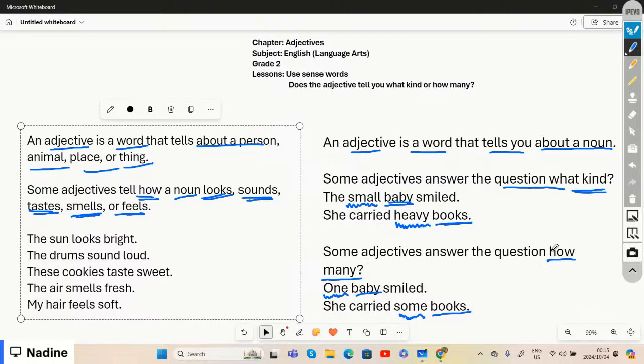And if we look at a few examples of how we can use sense words, the first one says, the sun looks bright. So the sun looks bright. So now the question is, how does the sun look? And then we can say bright. Bright is our adjective that tells us how the sun looks.